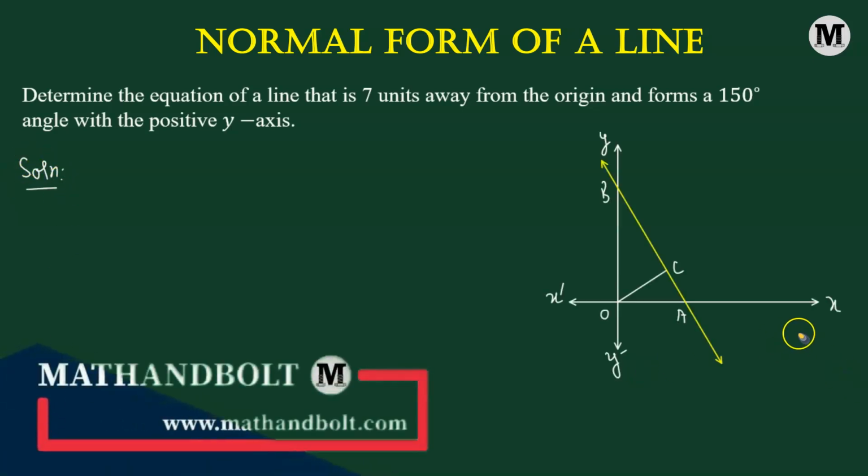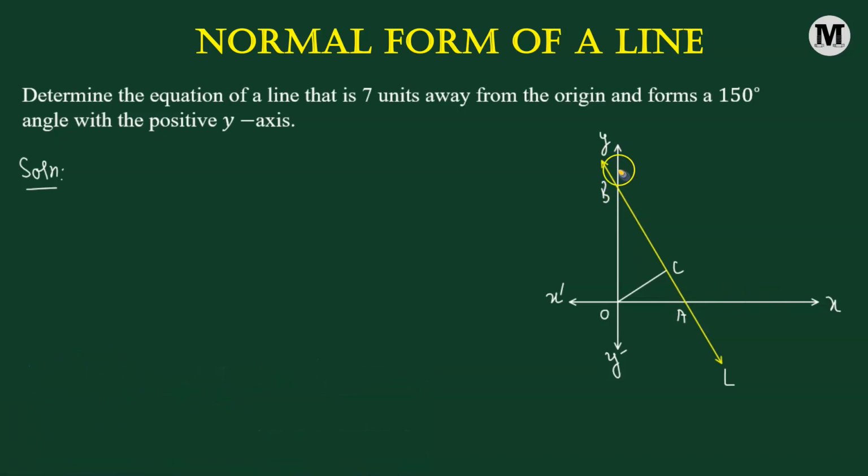So here we have the xy coordinate plane. We have the line L which intersects the x-axis at point A in the positive direction and intersects the y-axis in the positive direction at B. And here OC is the perpendicular distance of the line L from the origin, which is 7 units.